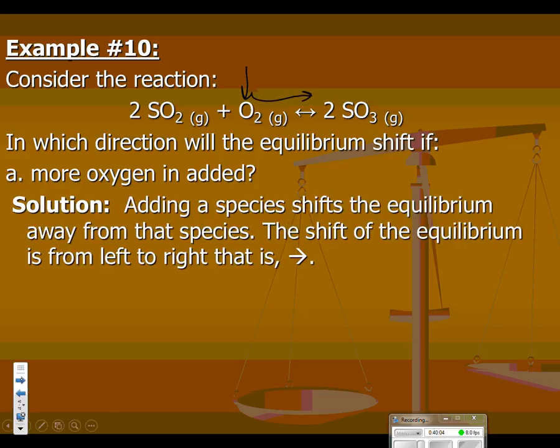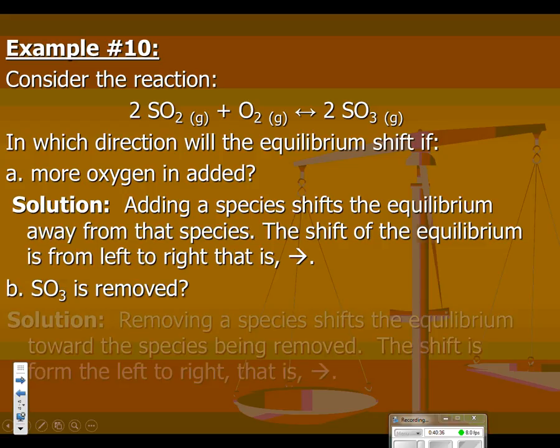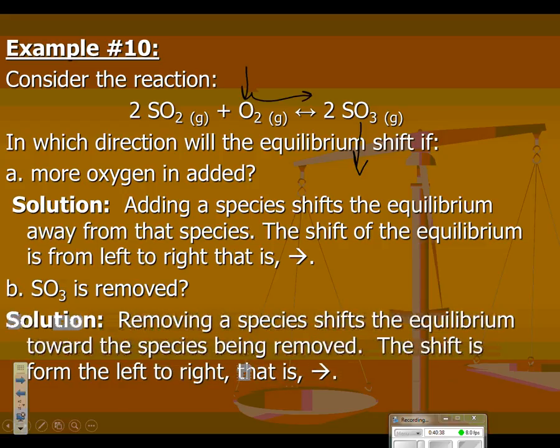Okay, second one. What happens if SO3 is removed? That way. SO3 is removed. It's still that way. Still the same direction. Okay, follow the arrows. If you do the arrows all facing down, then it helps. It really does. Okay, so it is going to shift from the left to the right.